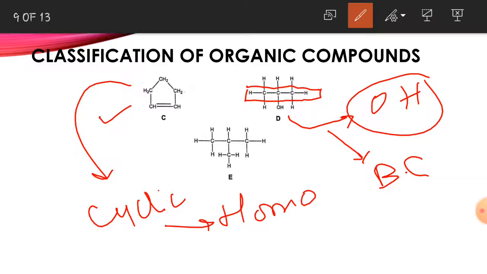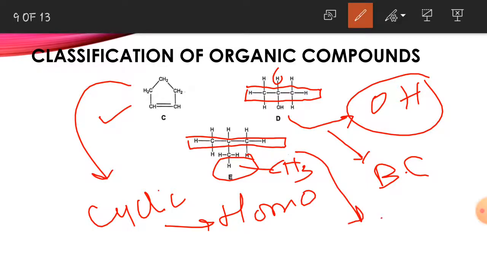Any group that substitutes a hydrogen atom on the sides of the chain is called a substituent. So if a substituent is present on the sides of the chain, then that organic compound will be classified as a branch chain organic compound. Now for option E, this is the chain of that organic compound and on this chain a substituent CH3 is attached. So this organic compound would also be considered a branch chain organic compound.